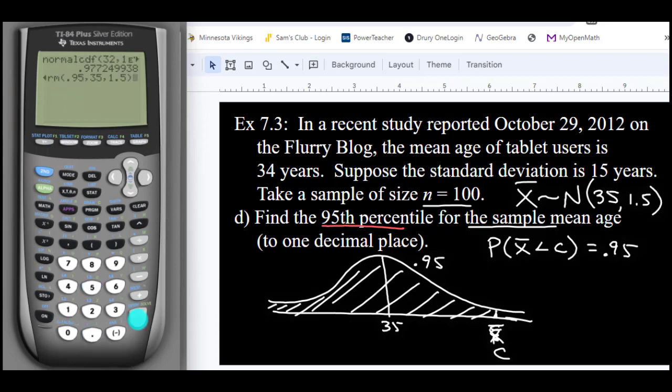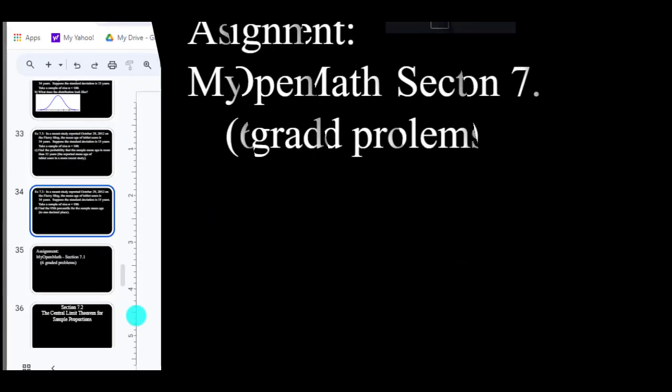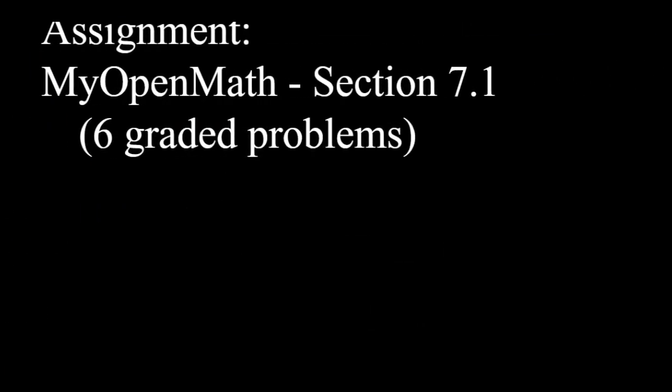And we paste it and hit enter, and we find out 37 point, probably 5, because this is years, we can probably round it up there. 37.5 years old is the number where 95% of the sample means would be below that 37.5 if we were taking samples of size 100. So that finishes up section 7.1.